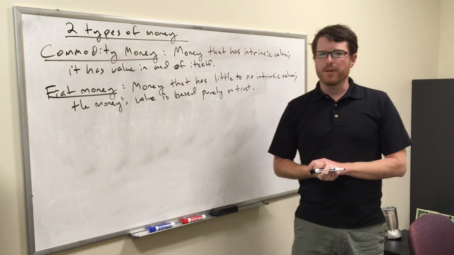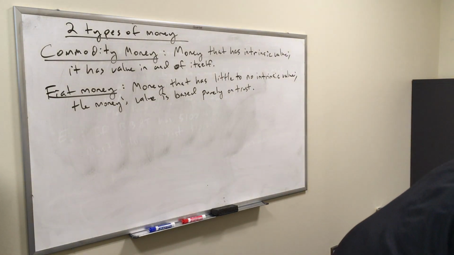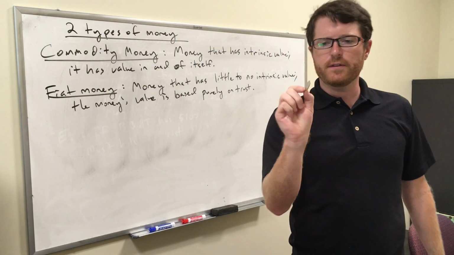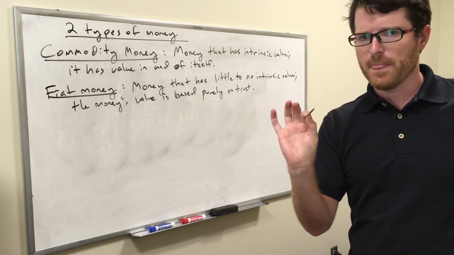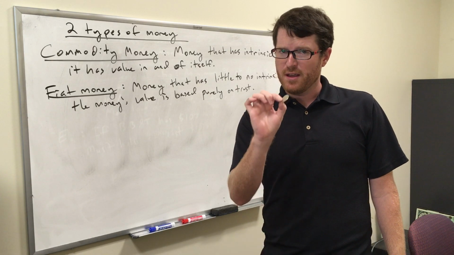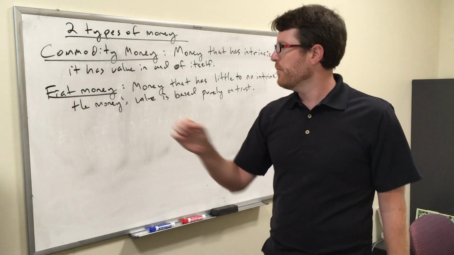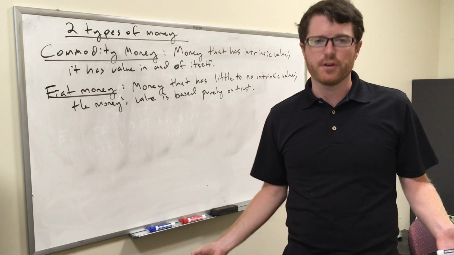Fiat money, a good example of that is U.S. money, right? U.S. currency. If I show you this 25-cent quarter right here, this isn't worth 25 cents in terms of its metal value. It's worth 25 cents because the government says it's worth 25 cents, and we've trusted that system. Okay, it has value not because of intrinsic value, but because of governmental decree.